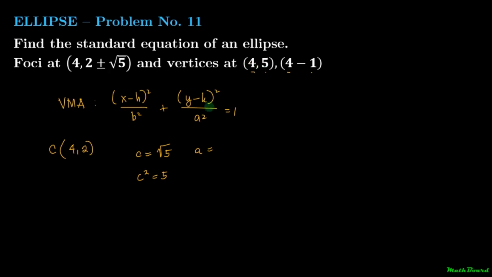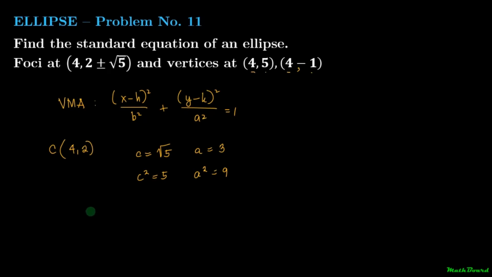Let's say (4, 5). How far is 5 from 2? That is 5 minus 2, 3. Like (4, negative 1). How far is negative 1 from 2? So negative 1 minus 2, that's negative 3. So a is equal to 3. Thus, a squared is 3 times 3, 9.